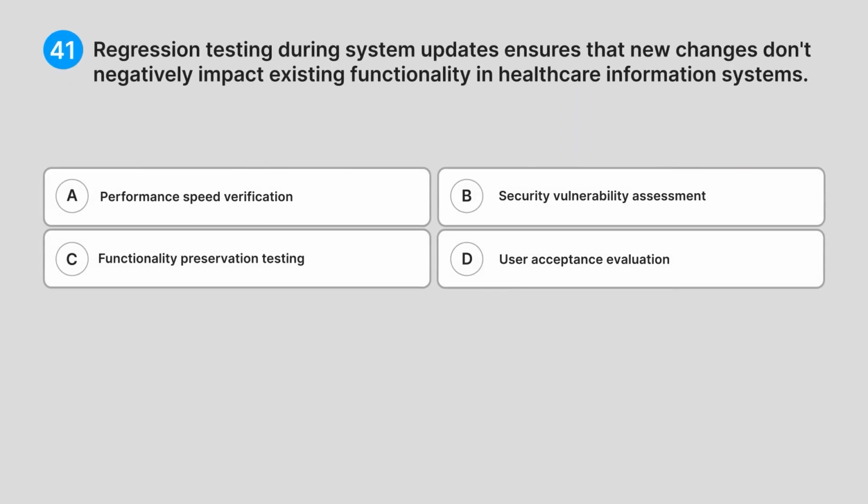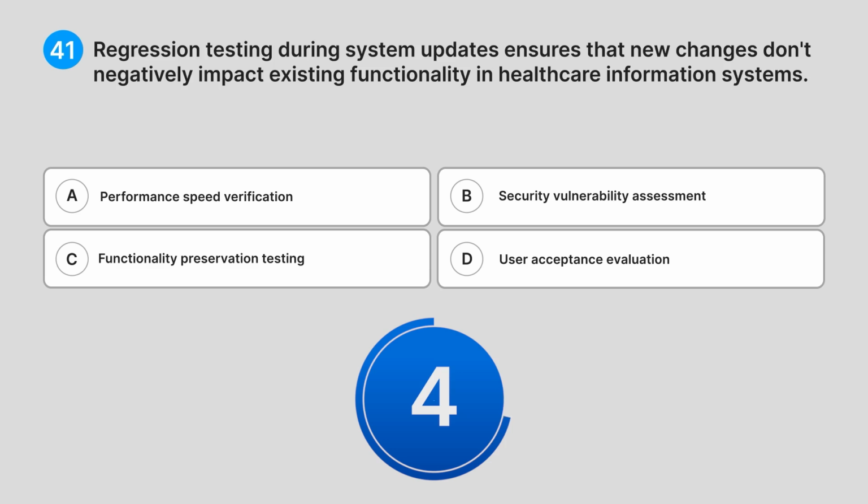41. Regression testing during system updates ensures that new changes don't negatively impact existing functionality in healthcare information systems. A. Performance speed verification. B. Security vulnerability assessment. C. Functionality preservation testing. D. User acceptance evaluation. Can you guess the answer?